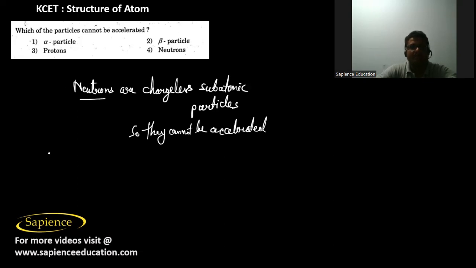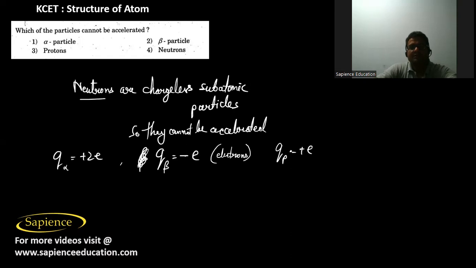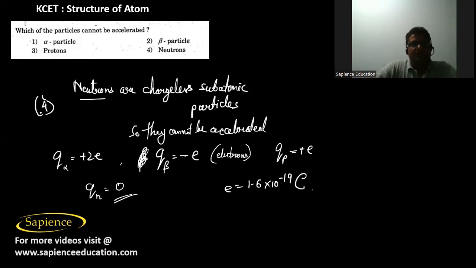Since the charge of alpha particle is obviously plus 2e, and the charge of beta particle is minus e, which is simply an electron, and the charge of a proton is also plus e, where e is equal to 1.6 into 10 power minus 19 coulomb, and the charge of a neutron is 0. So option 4 is the correct answer. Neutrons are chargeless.